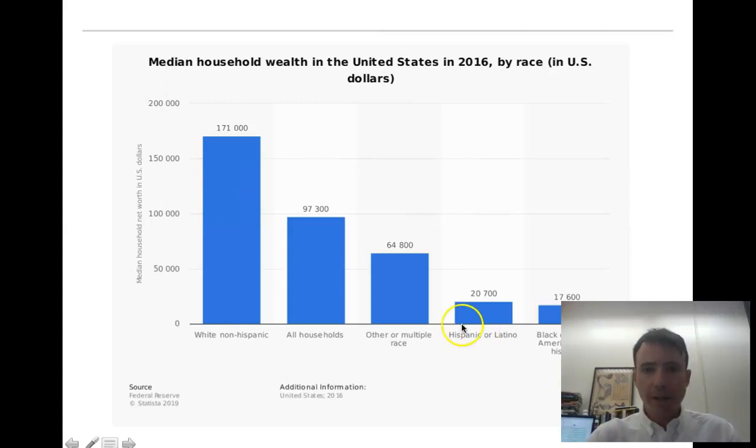$171,000 US dollars. For those who identify as other or multiple race, we see $64,800. For those who identify as Hispanic or Latino, we have a number that is $20,700, and for Black or African American, non-Hispanic Americans, or those who identify as such, we see a median household wealth of $17,600. So you're seeing this kind of significant gap in household wealth in relation to race.